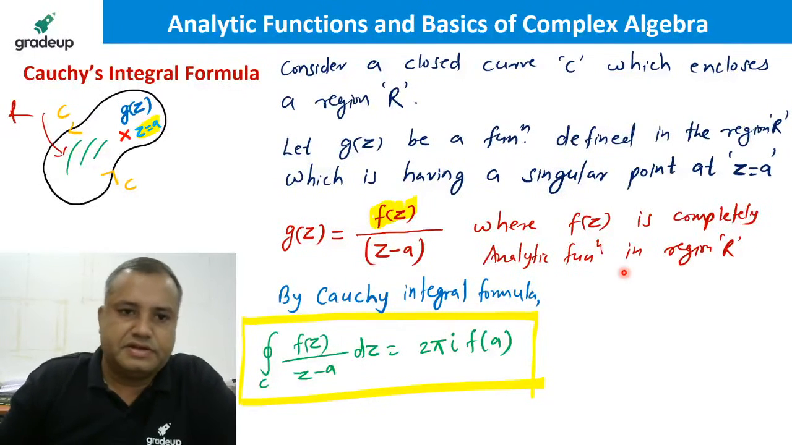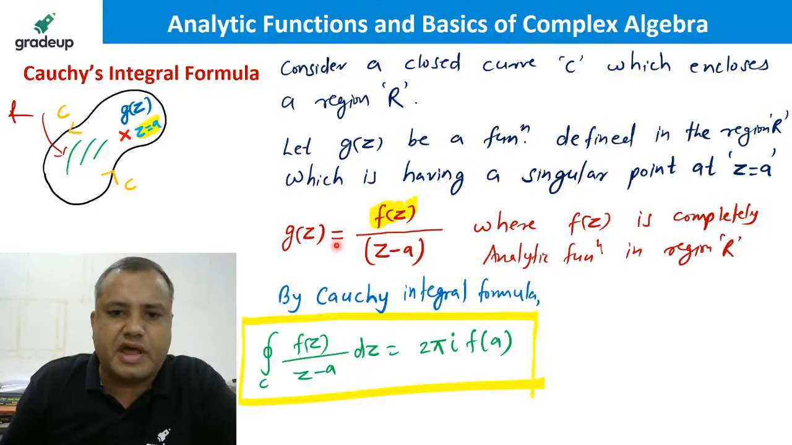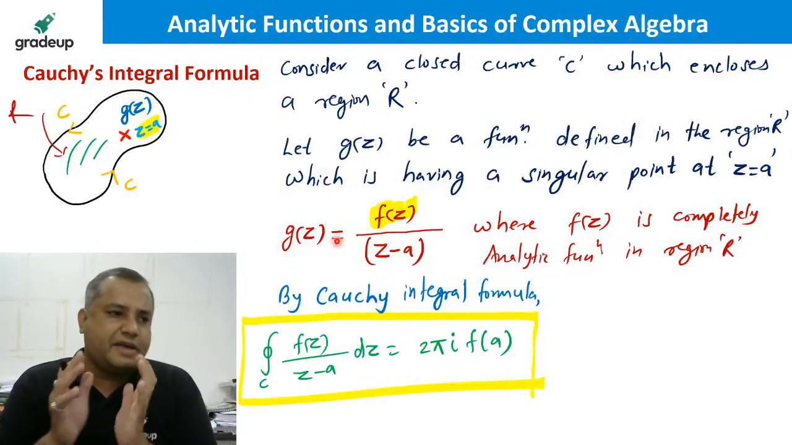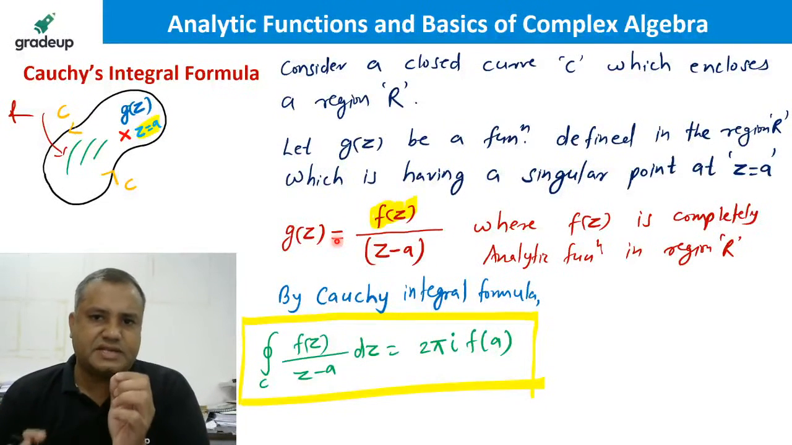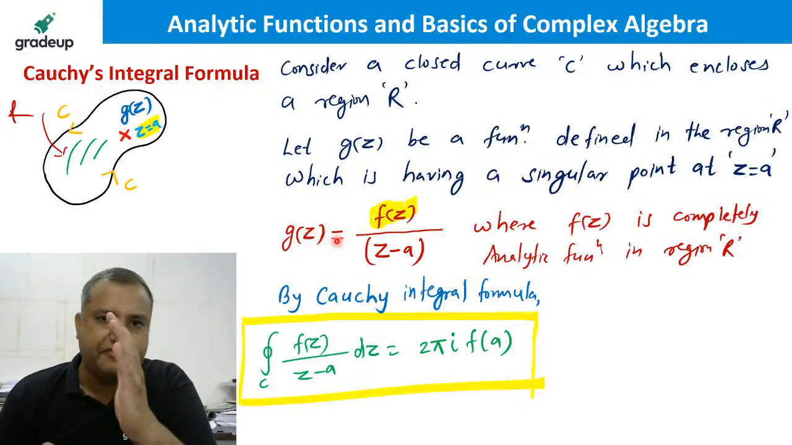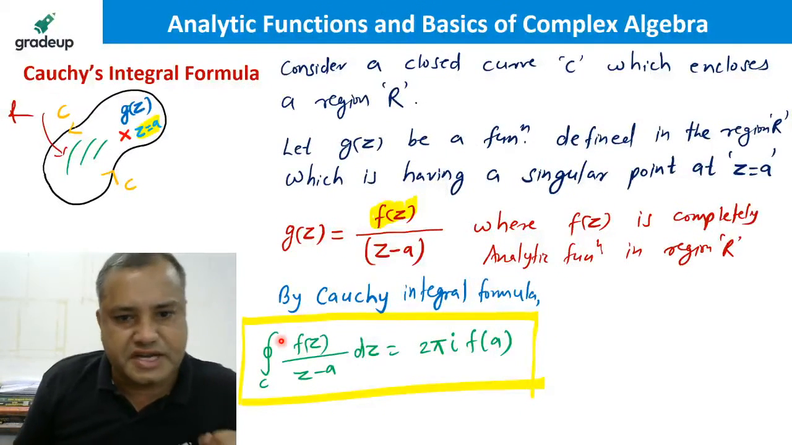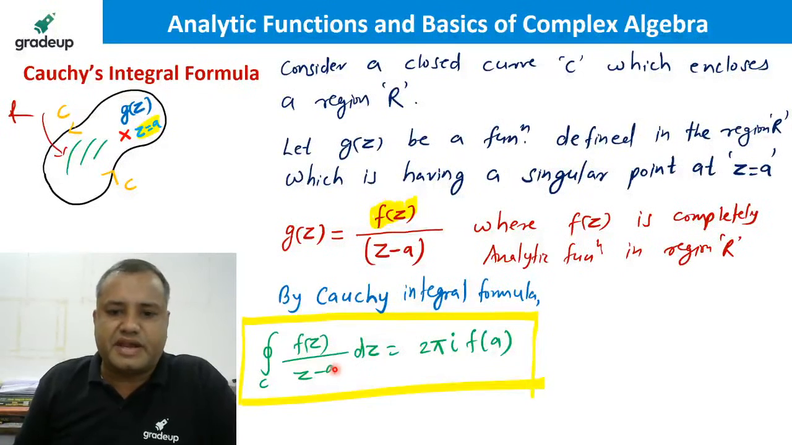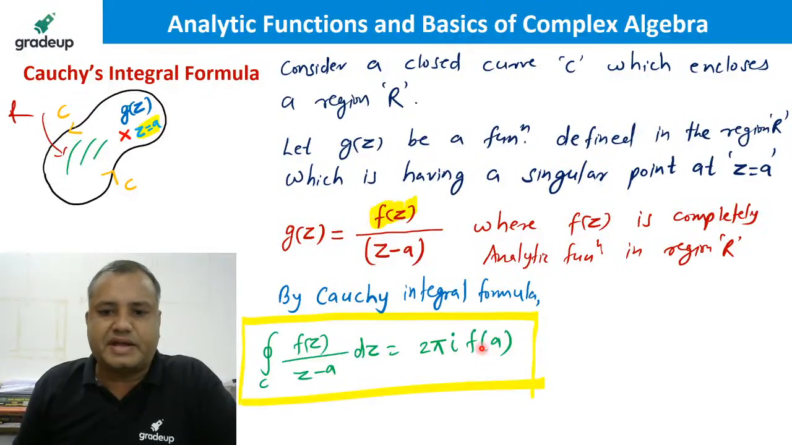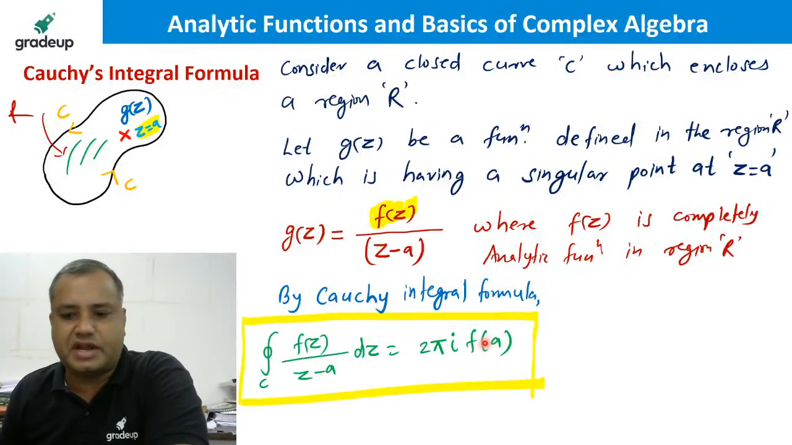See, g of z is having singularity at z equal to a. So if you remove this singularity from g of z, what is remaining? Remaining will be f of z. If there is some singularity in a function, if you separate that singularity, the remaining will be a smooth, analytic function. So the integral of f of z upon z minus a dz will be 2 pi I times f of a. This is Cauchy's integral formula.